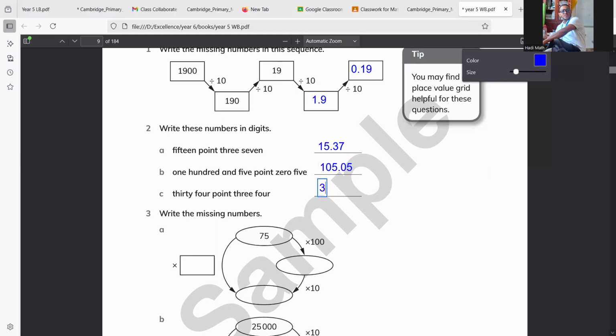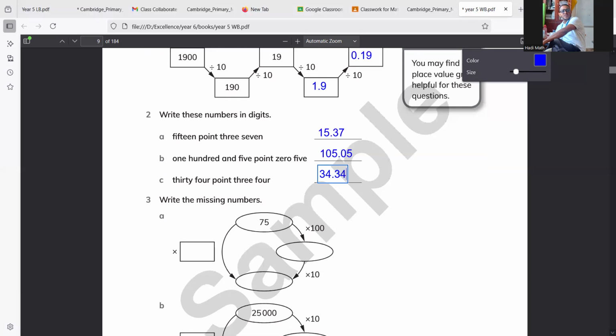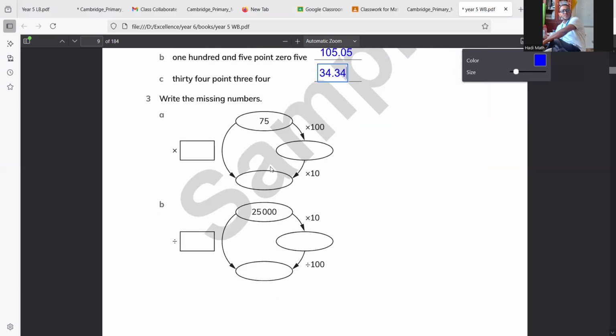Question number 3, say 34.34. Some people read it wrong. Let's see question number 3.